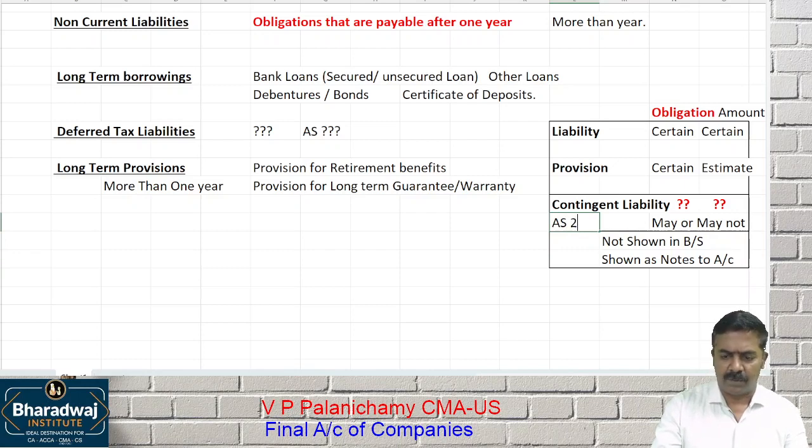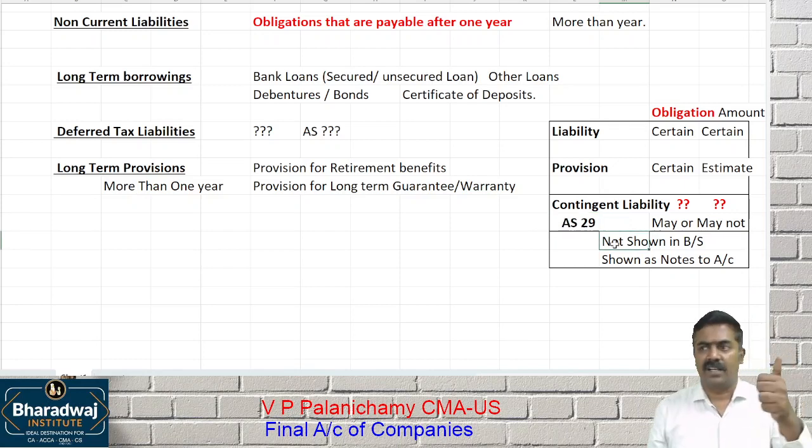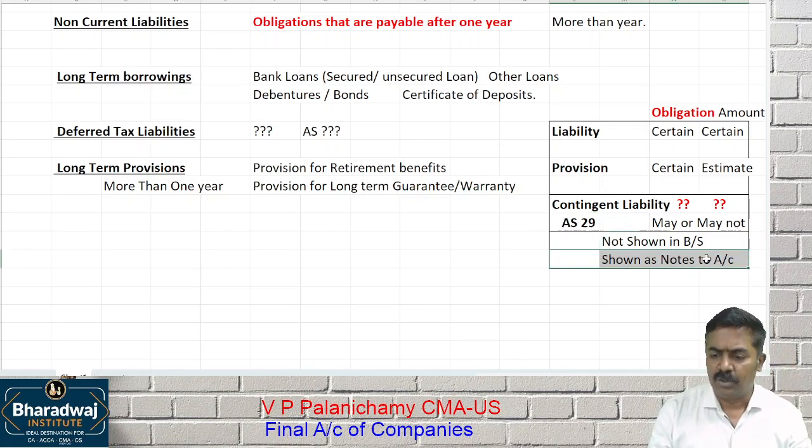We'll deal with this in AS 29. We are going to discuss in which one? Accounting Standard 29. How to deal with contingent liability. When it is called as contingent liability, how to deal with contingent liability, how to show as notes to accounts, we are going to learn separately about it.